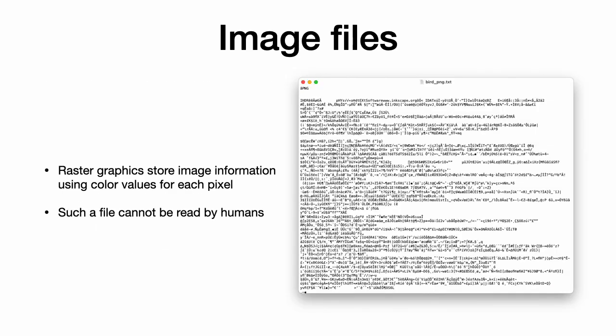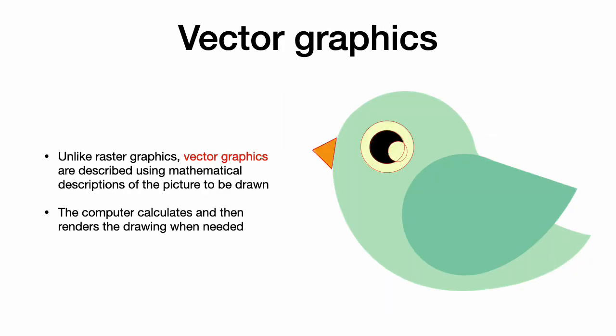If we look inside a raster graphic, the content is simply not comprehensible to humans. The file is just a long series of numbers. Only the computer can understand this file and display the image properly. However, there is another way to create and store images on a computer. Instead of storing information for each dot of the image, we can give instructions on how to draw what we want. Then the computer will be able to create the image.